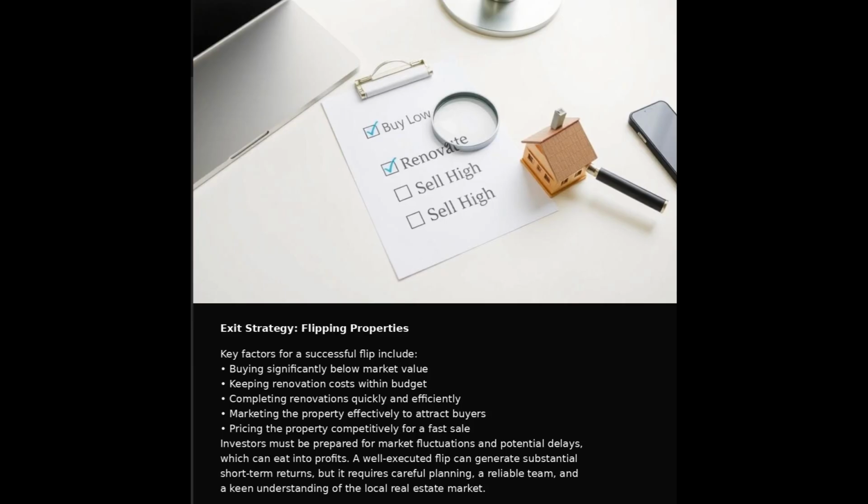A well-executed flip can generate substantial short-term returns, but it requires careful planning, a reliable team, and a keen understanding of the local real estate market.